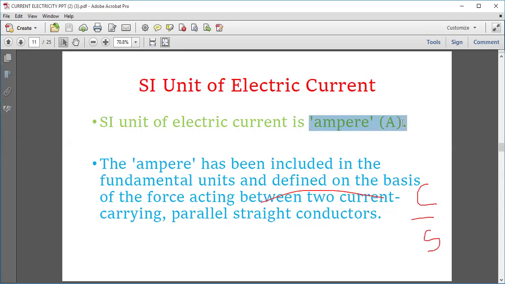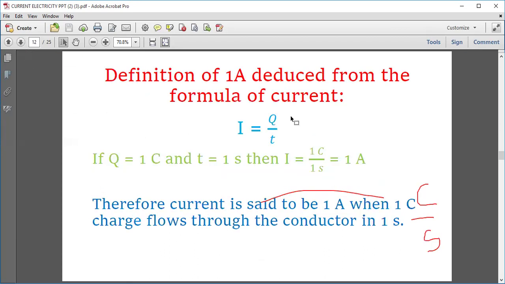It is the fundamental unit which is defined on the basis of the force acting between two current carrying straight parallel conductors, that you have already studied in class 11 in fundamental units. There are 7 fundamental units. Among them, one is ampere, which is the SI unit of electric current. So about that you know. Now we will deduce the definition of ampere by using this formula. इस फार्मूला को यूज करके हम एम्पियर की डेफिनेशन डिड्यूस करेंगे.